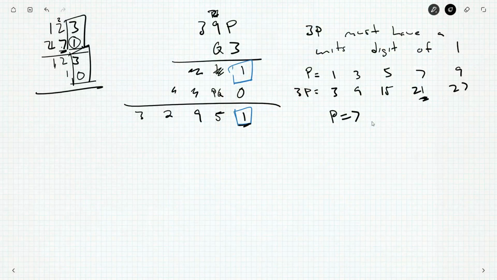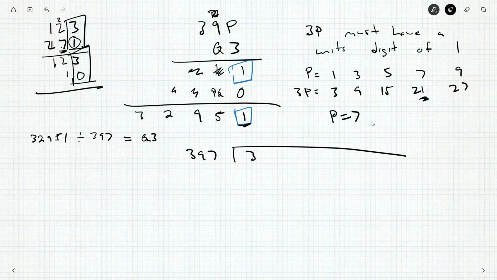So we know that 32951 divided by 397 is equal to Q3. And just for the sake of not having to use my calculator as much, I'm going to try to do a long division. Okay. So 397, well, it doesn't go into 329, so we have to ask how many times does it go into 3295? And it looks really close. I'd say probably 9 times. That's my guess. What happens when I multiply through?